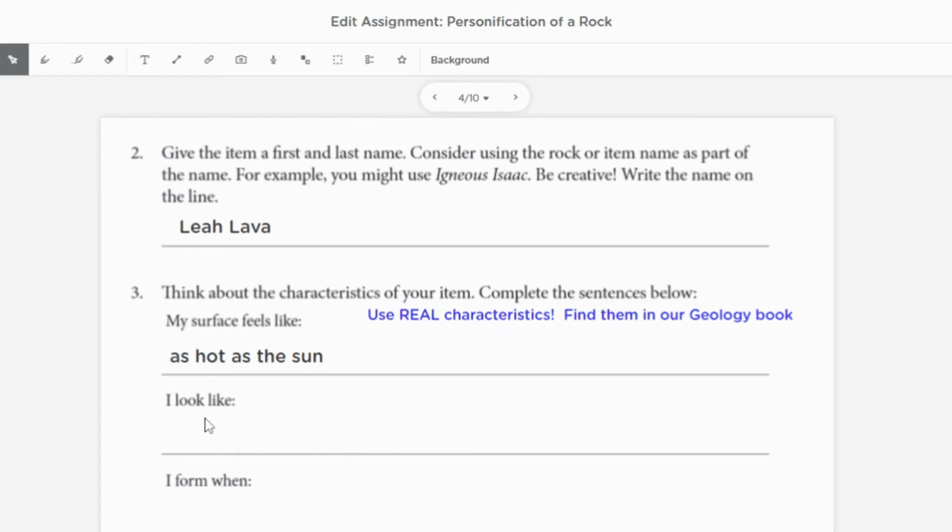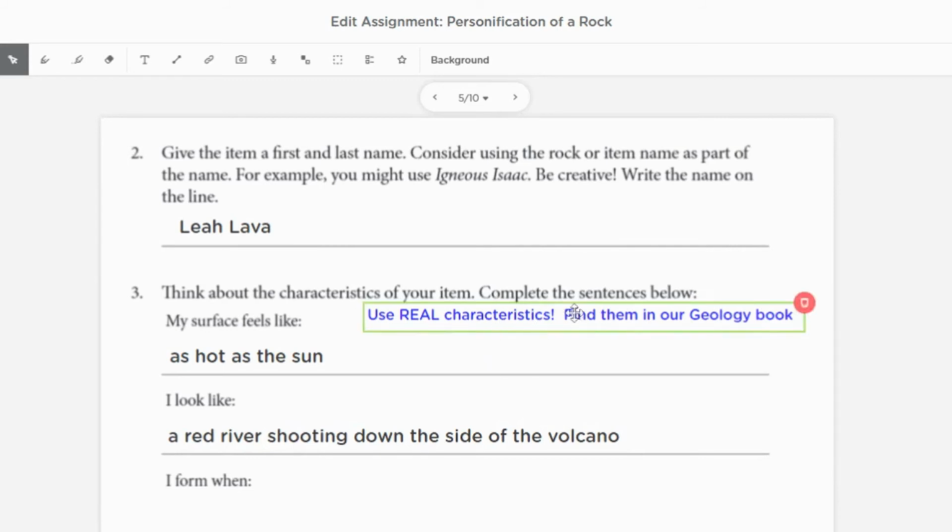The next one says, I look like. Well, you want to tell what your item looks like, what your rock looks like. Again, because I'm using lava, mine's going to be a little bit different than yours, but I did that on purpose because I don't want you matching mine exactly. So I said that mine looked like a red river shooting down the side of a mountain. Again, you will need to tell the characteristics that you find in your geology book about your rock and what they look like.